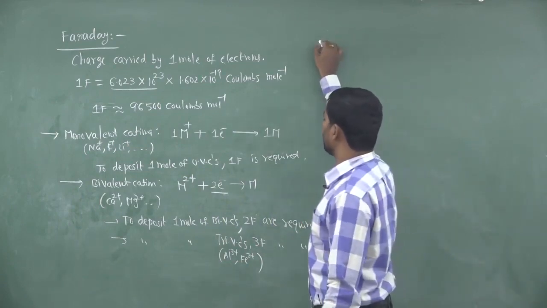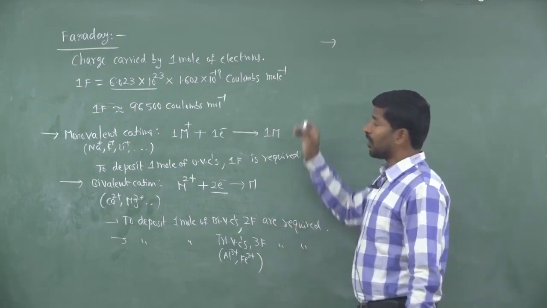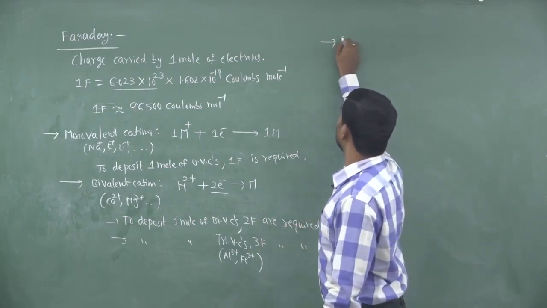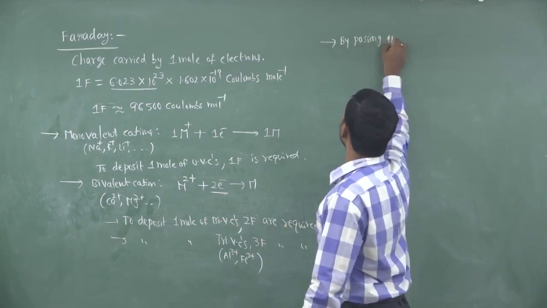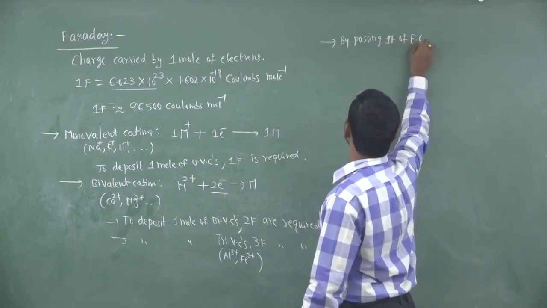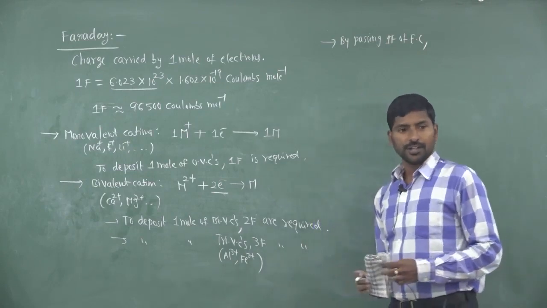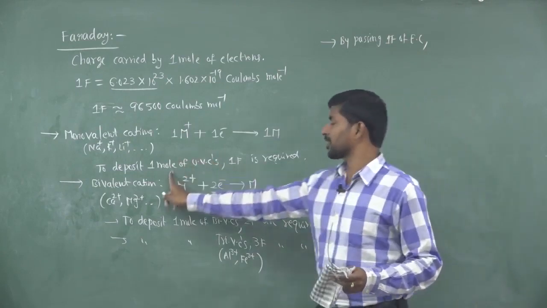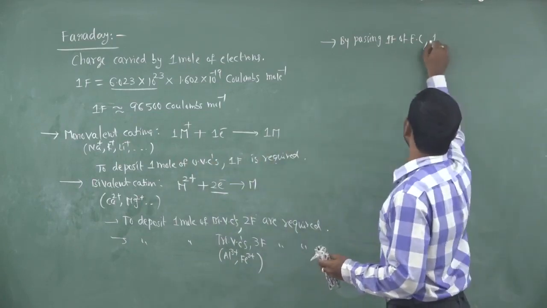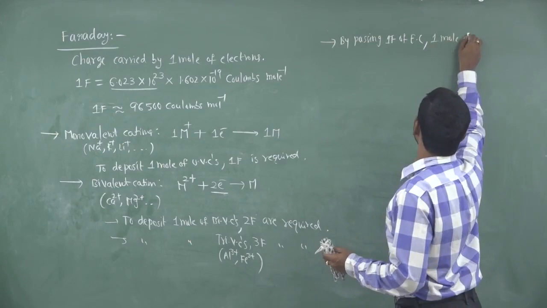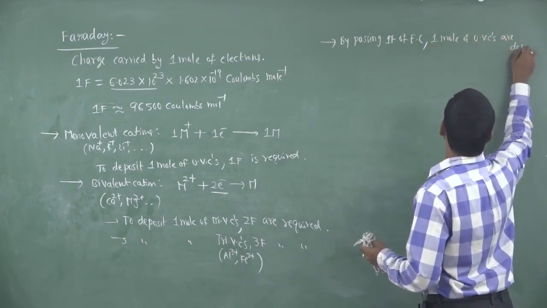Okay, and now I am asking like this. By passing 1 Faraday of electric current, how many moles of univalent cations are deposited? 1 mole of univalent cations is deposited.